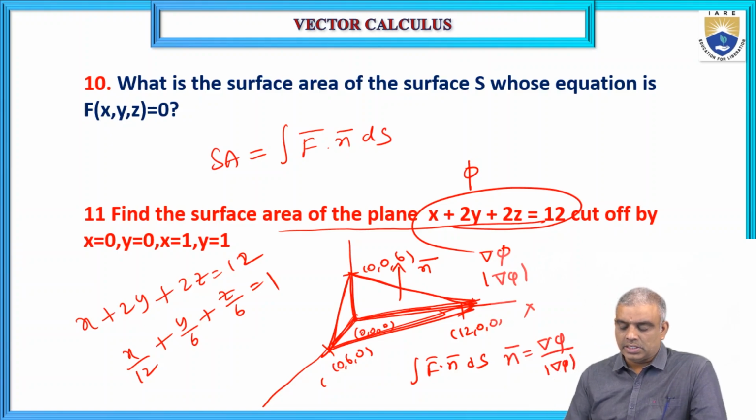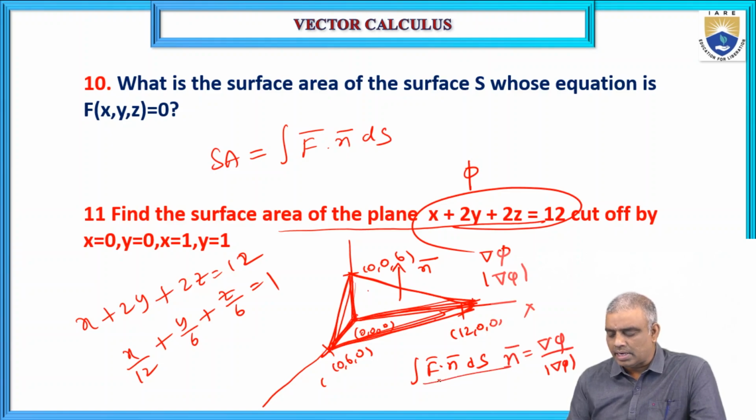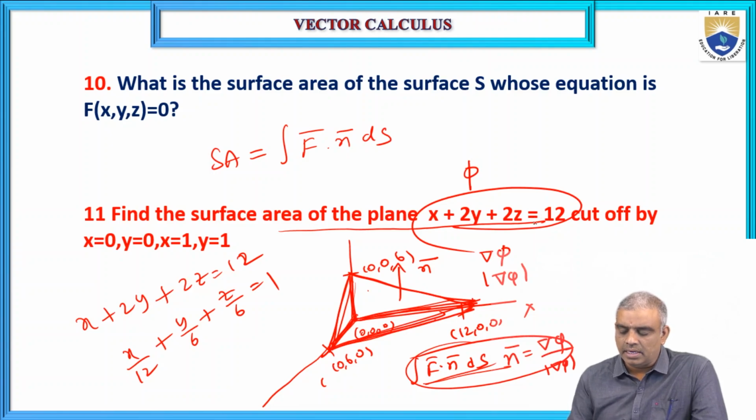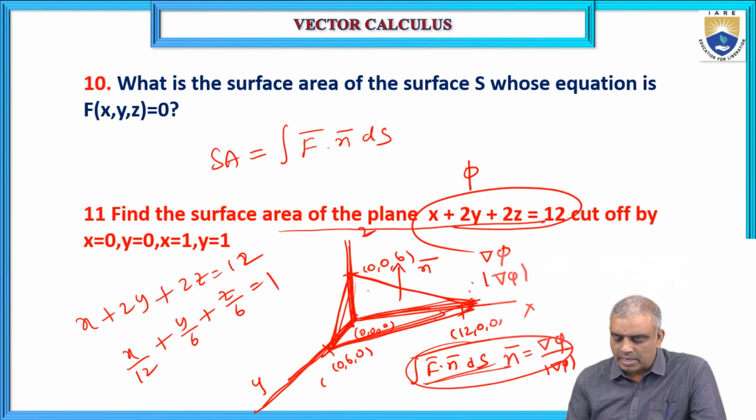Here f bar is not given, you just have to find the surface area. Surface area means you have to find this area and this area and this area, which you can calculate without f bar dot n cap. There is no vector here, just find the surface area cut off by the planes x equal to 0, and so on. x equal to 0 means the yz plane. This is the y axis, this is the z axis, this is the yz plane, and x equal to 1, and y also 1. The area cut off by this, you have to calculate. When x is 0 and y is 0, z is equal to 6.